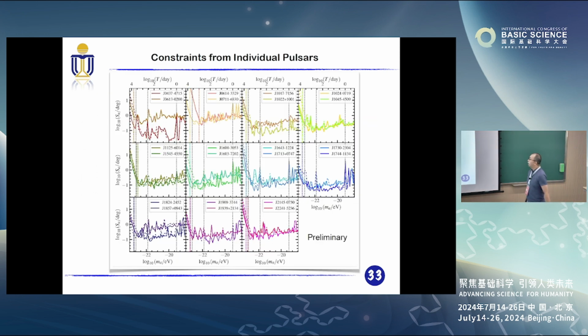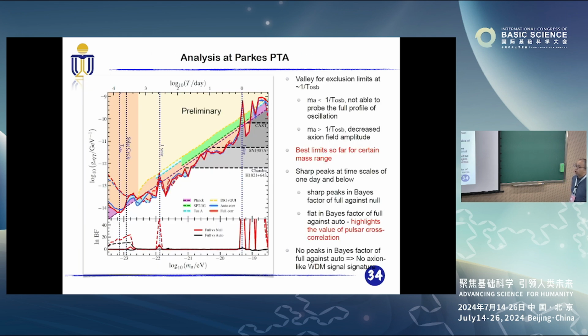This plot shows constraints that we have obtained from the individual pulsars. In each panel, we demonstrate the curves from two pulsars just for clarity. Then we combine the contributions from these pulsars, and finally we get our master plot.